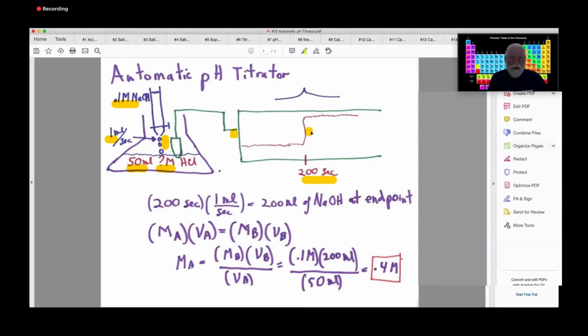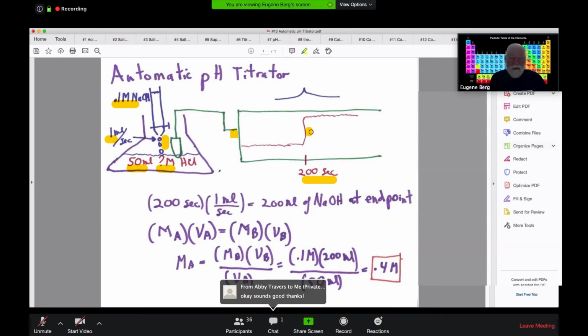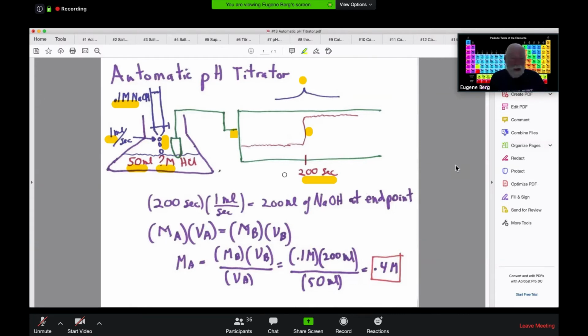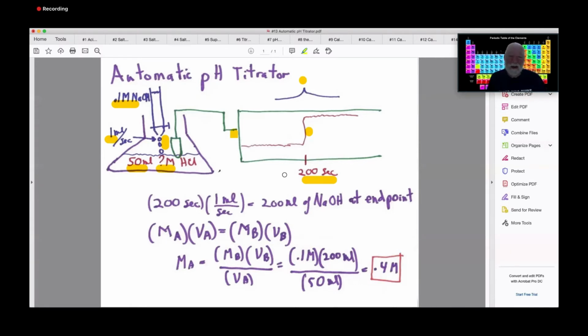Now, some recorders actually have the ability to give the first derivative. And notice the first derivative is even better. You can actually tell where the endpoint is even better here. Now, I'm going to take you through the mathematics of the problem. Don't worry about it. I probably wouldn't ask this on an exam. I just want to show you how it could be calculated because it's pretty cool.